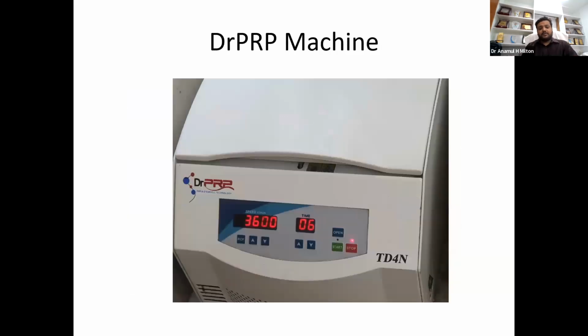The second machine is called the Doctor's PRP machine. Here there is no pre-cooling system, but we can use the commercial kit, like the Doctor's PRP kit. Here we can change the speed. The maximum speed is 6,000, so we can manipulate it when we need a slow or a high centrifuge.